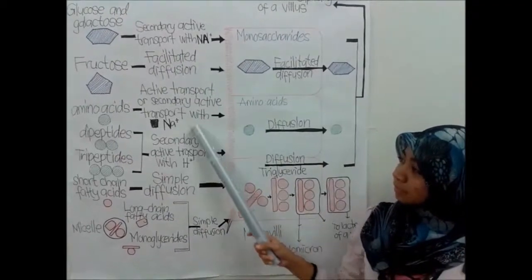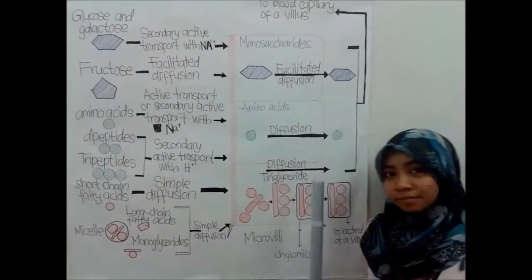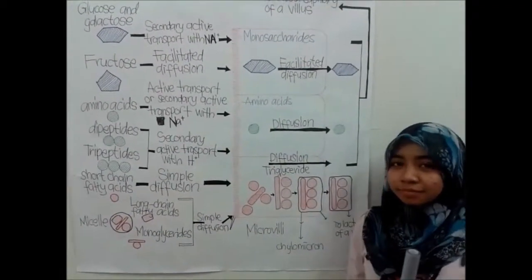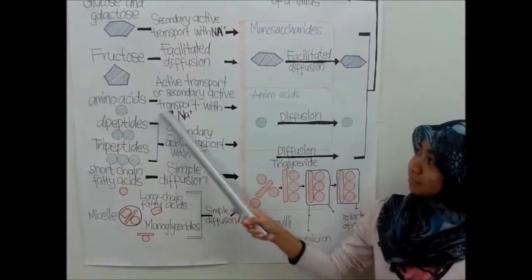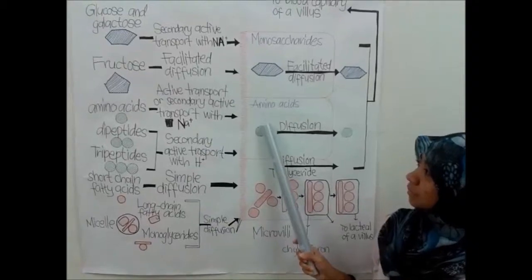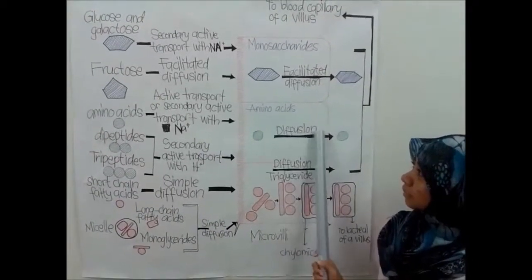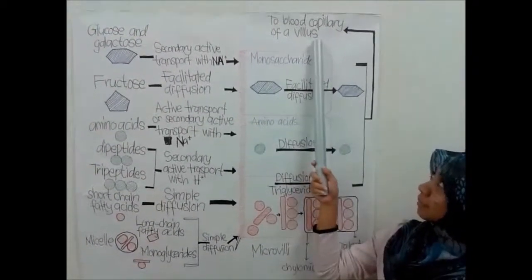Secondary active transport is when dipeptides and tripeptides join the active transport of amino acids. Amino acids move out of the absorptive cell via diffusion and enter the blood capillaries of the villus.